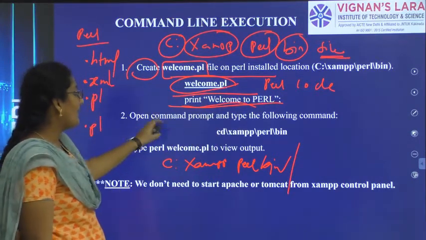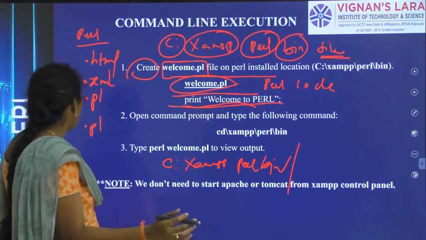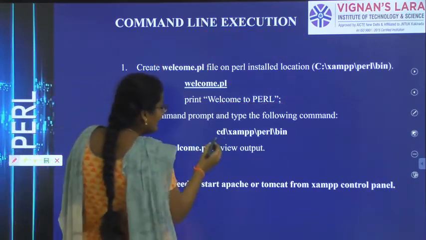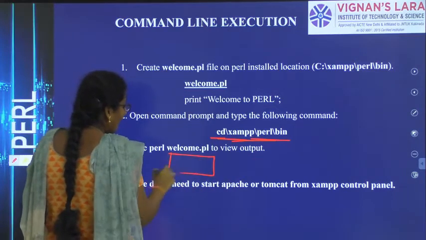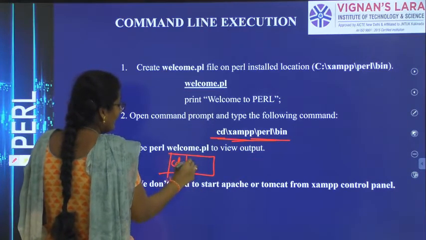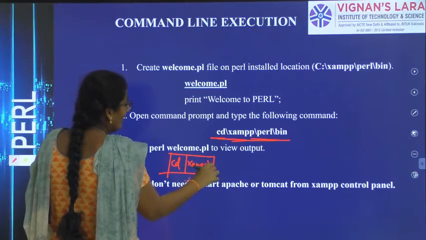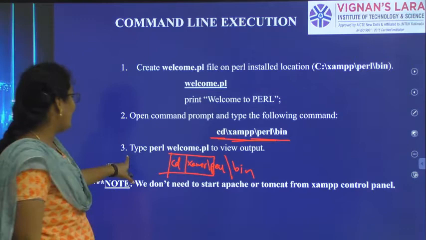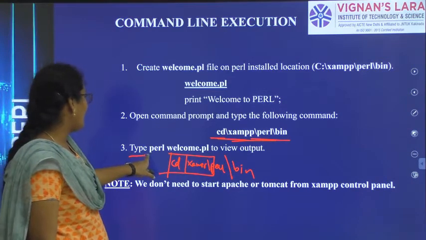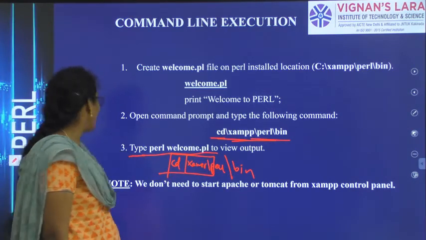Now you should open the command prompt and type cd jamp perl bin. Then you can type perl welcome.pl to view the output.